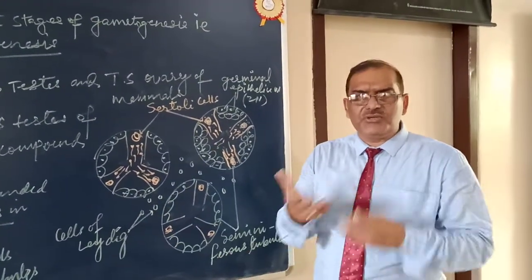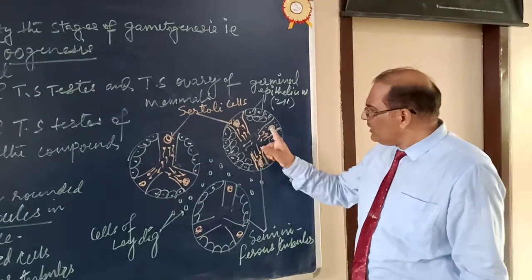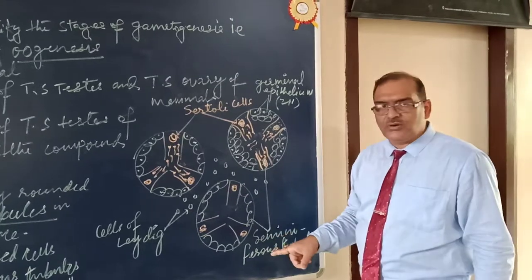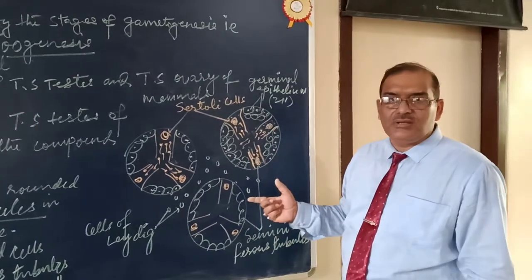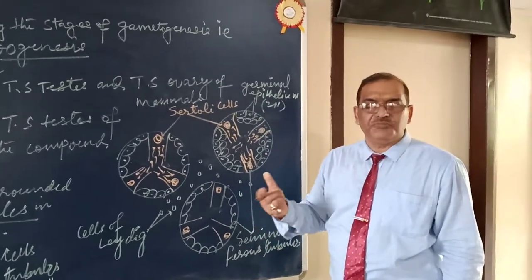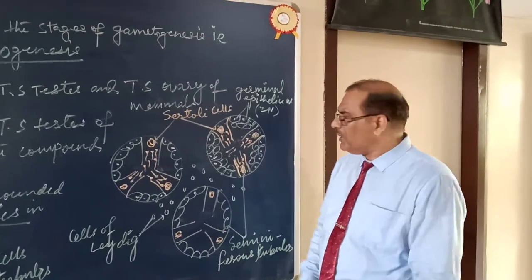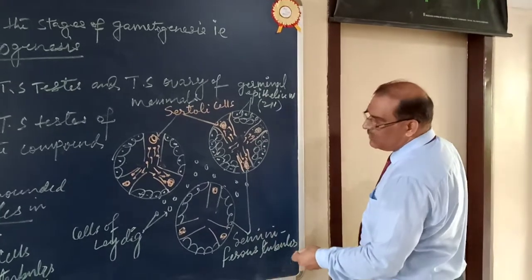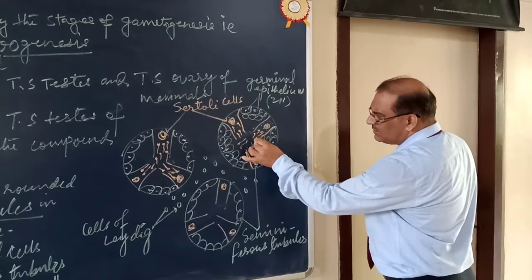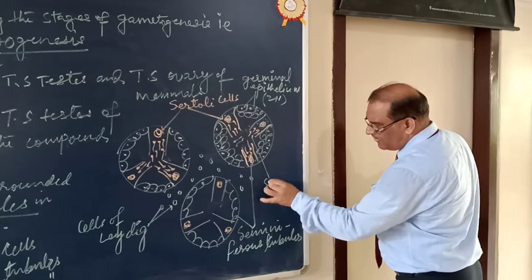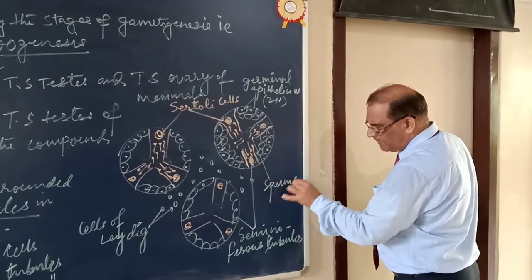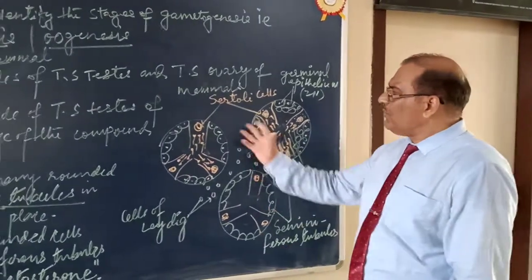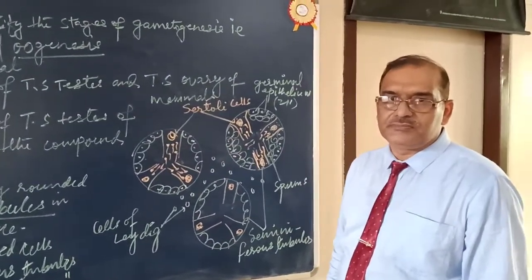During the development, these pink colored pillar-like Sertoli cells, called nurse cells, nourish the developing sperms. After development, the sperms are released into the luminal space. So these are the sperms. You can mark them over here. These are the sperms. So this is about spermatogenesis.